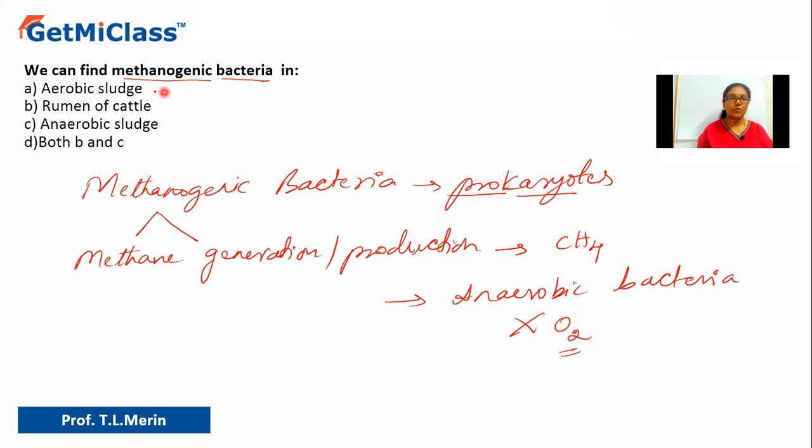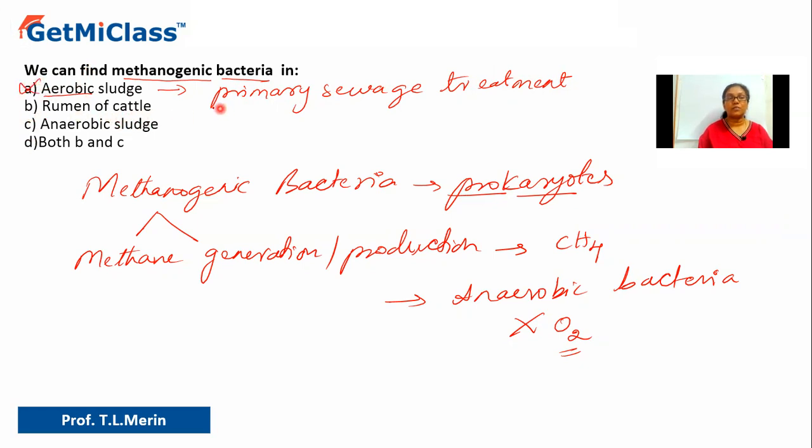Option A says aerobic sludge. Since the name itself says aerobic sludge, aerobic sludge is actually one of the components, or you can say one of the products of primary sewage treatment. But here, since it says aerobic sludge, you cannot expect methanogenic bacteria there because they need an anaerobic environment.